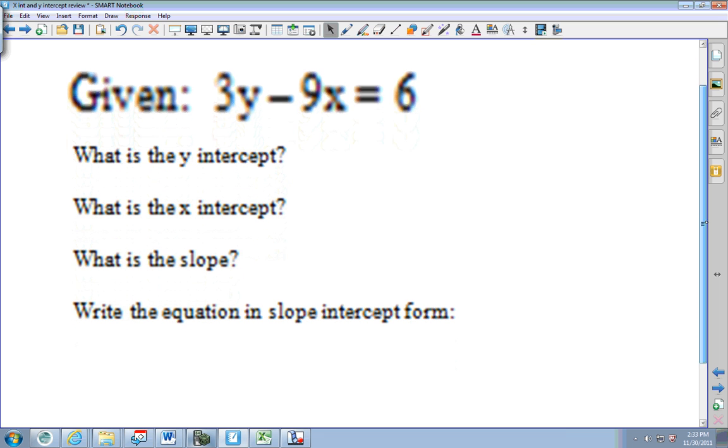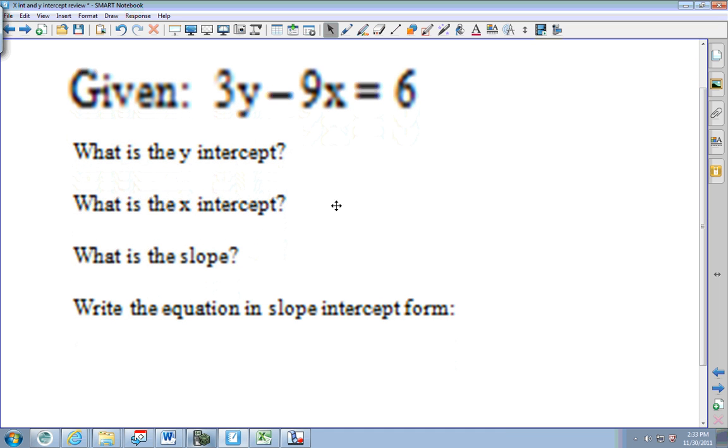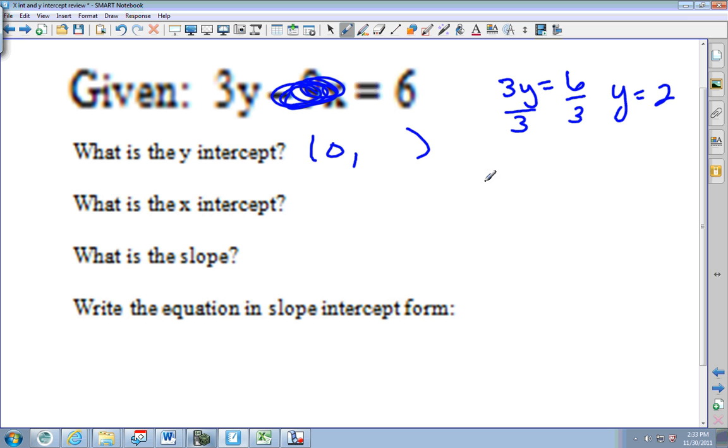Okay. So now, what is the y-intercept? Remember, the y-intercept has an x number of 0. So I cover up the x, and I'm going to have 3y equals 6. I'm going to divide by 3. Y equals 2. So I have 0, 2.